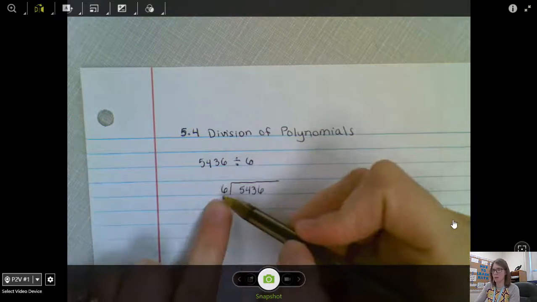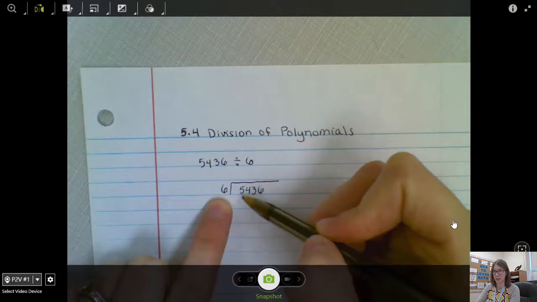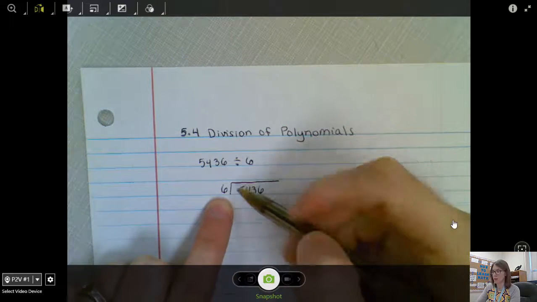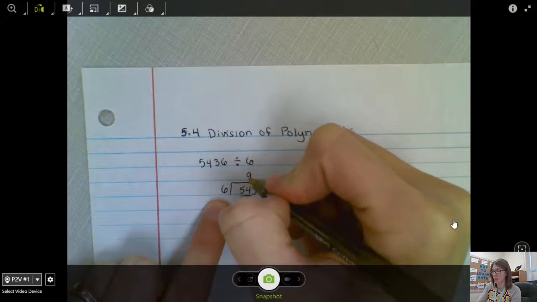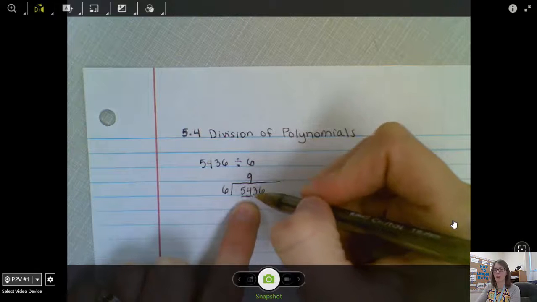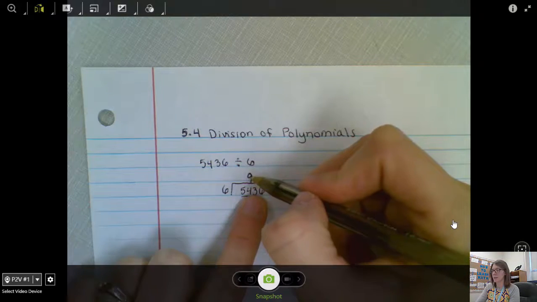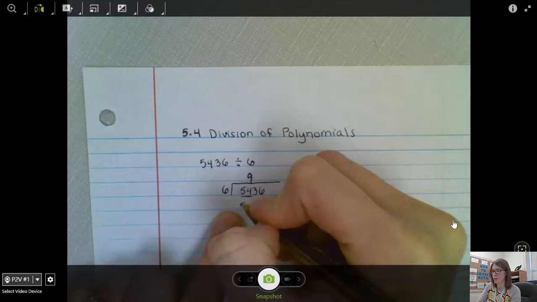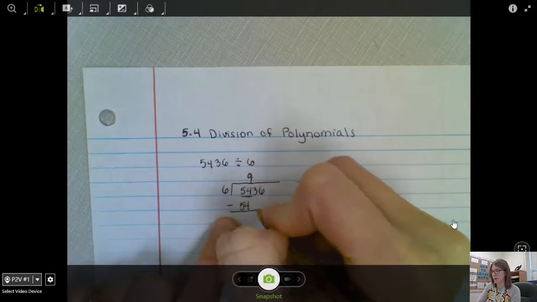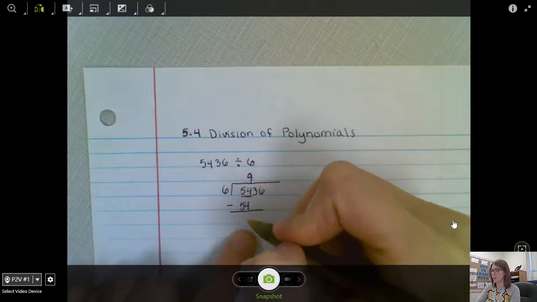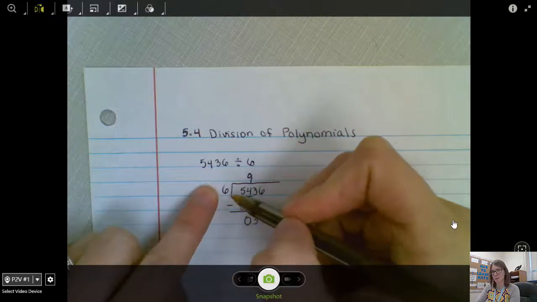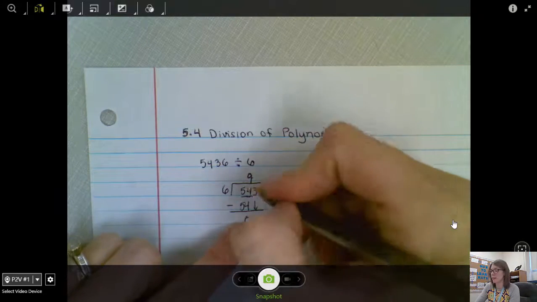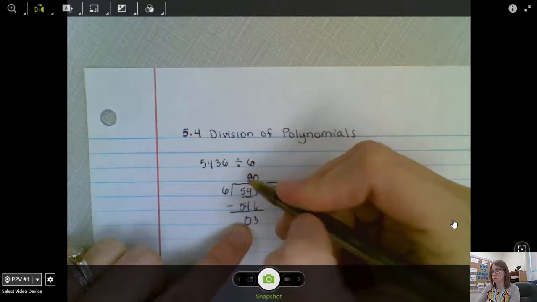And I want to see, okay, how many times does 6 go into 5? Well, it doesn't. How many times does 6 go into 54? Well, I know 6 times 9 is 54. I'm going to put my 9 right above here. Then we multiply. 9 times 6 is 54. And subtract. 54 minus 54 is 0. Then we move on, bring down our next digit. How many times does 6 go into 3? It doesn't. So we put a 0 on top.